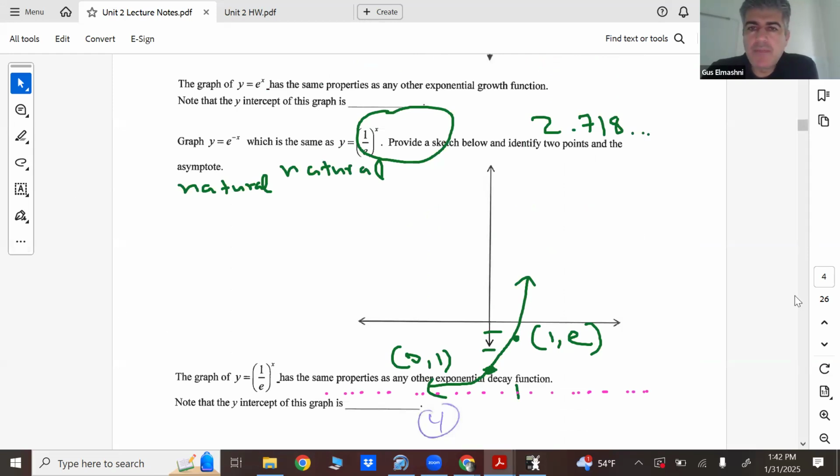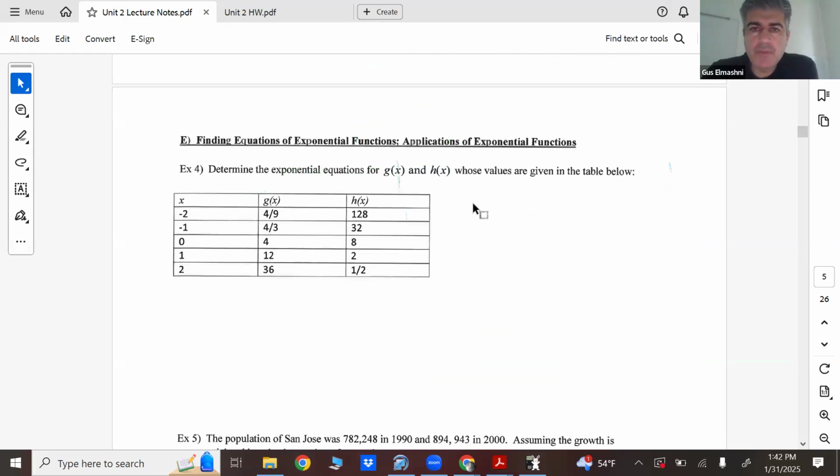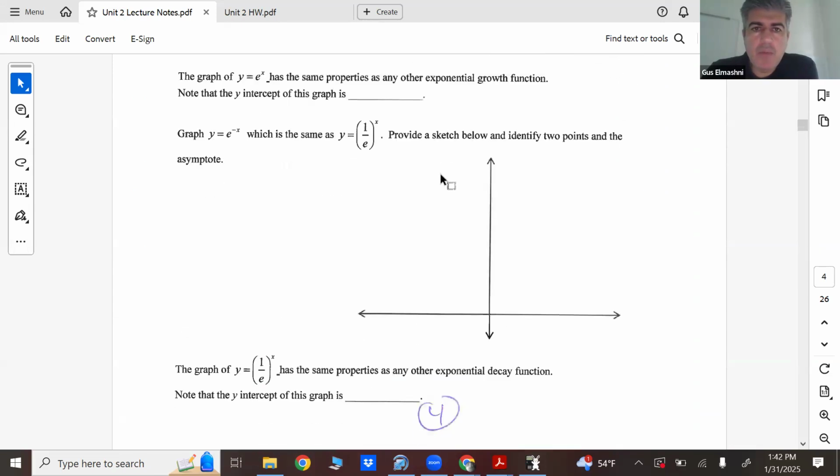Note that the y-intercept is still 0, 1. Now here, it's going to be like this.